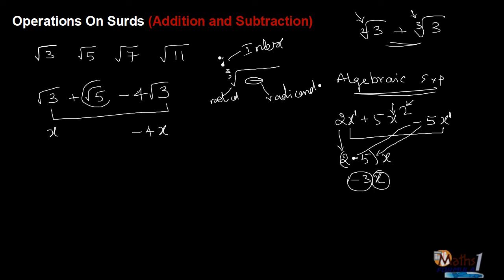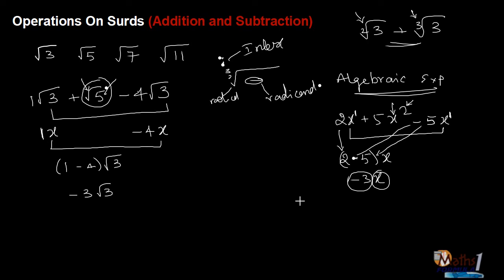Root 5 is entirely different, although radical is same but radicand is different. I cannot consider them as like surds. I can consider these two as like surds. If it is x, this is actually 1x. Now x is representing root 3. If I take root 3 common, what will be left here? 1, and here minus 4 is left. This is actually going to give me minus 3 root 3.